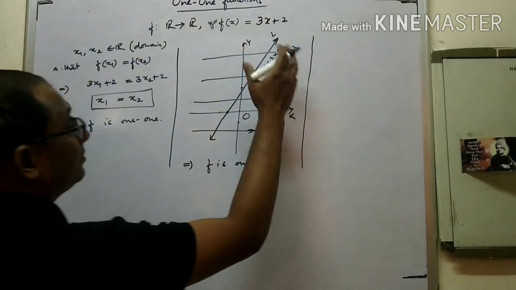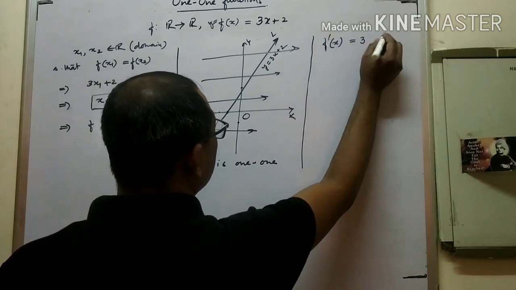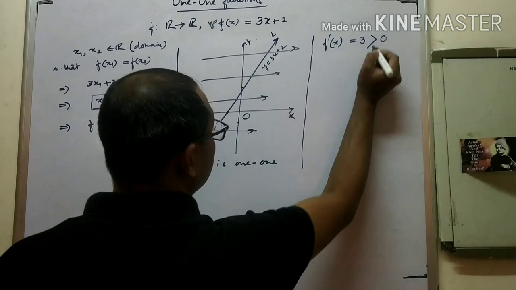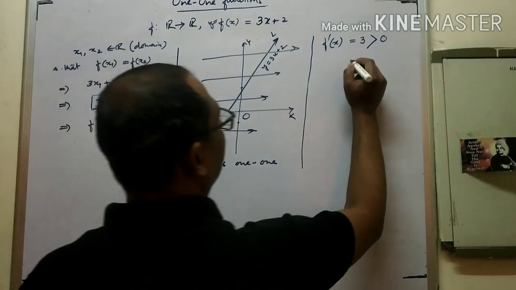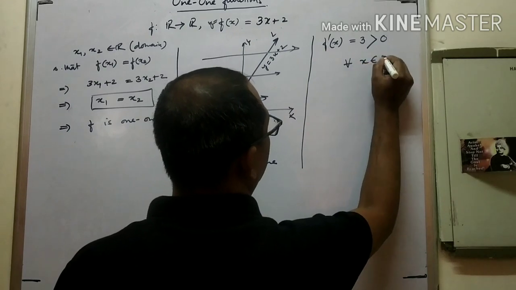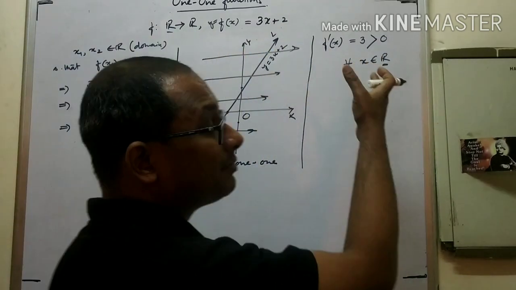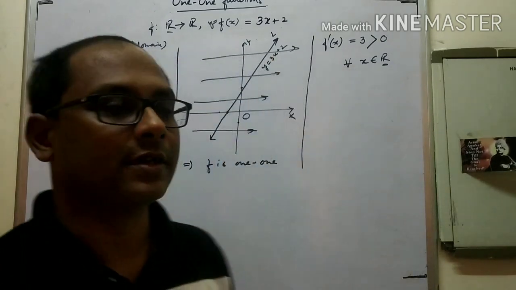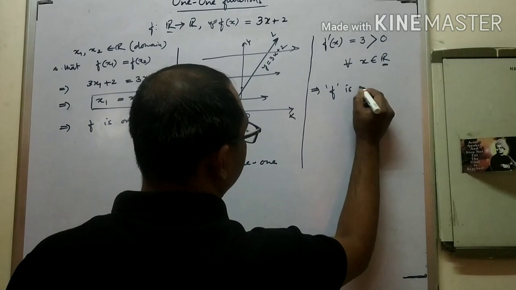The third method, we'll find f'(x). So f'(x) = 3, which is exclusively positive. f'(x) is 3, which is greater than 0 for all x belonging to R, the domain of the function. So we can say that f'(x) is positive, so immediately we imply that f is 1-1.